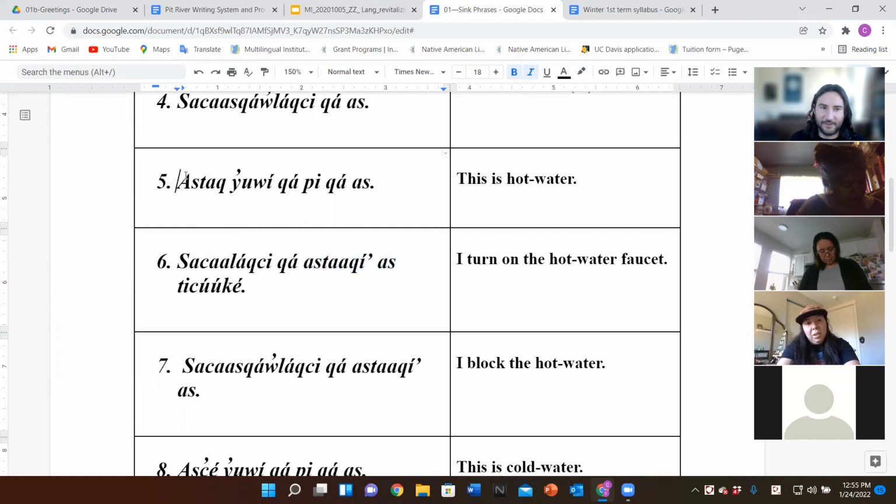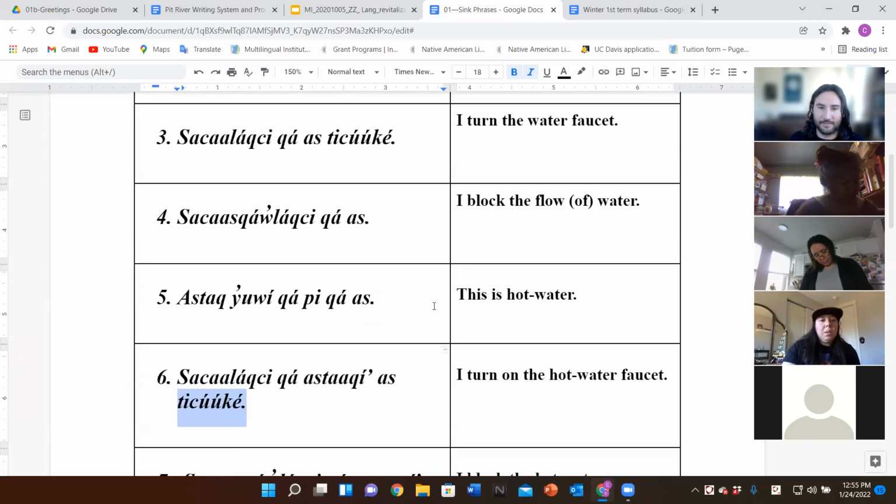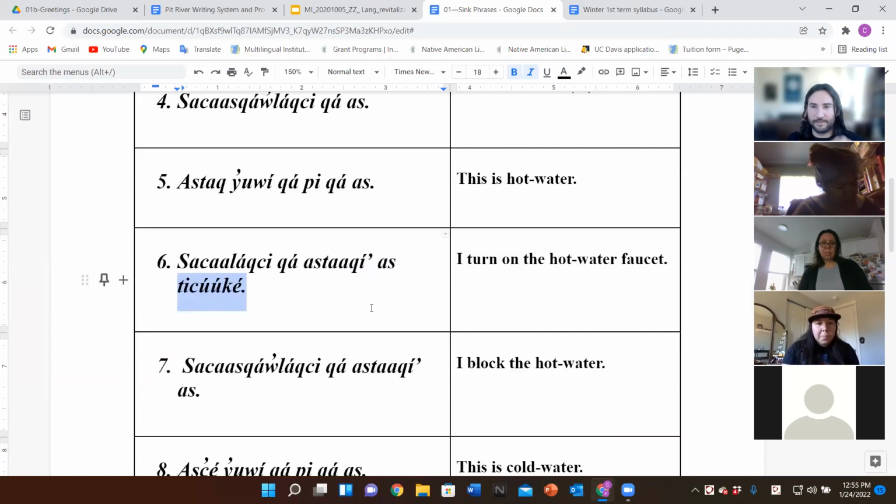So here we have astak, so that's like hot, and then yui, it is, so it is hot, and then astaki us. So you notice it changes from astak to astaki. That's because it's describing the water. So astaki us. And then dejuke, so that's the same from number 3, right? The faucet where it flows out of.